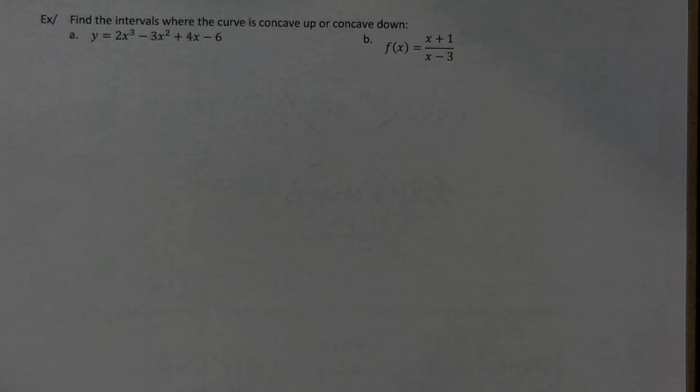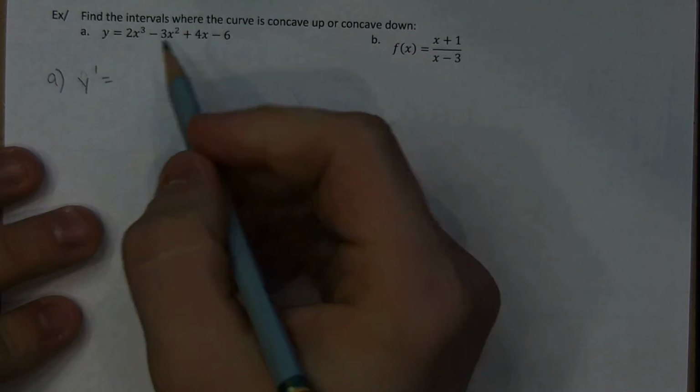Got 2 right here, and it just says figure out where the curve is concave up and concave down. That means you're going to find the second derivative. And it actually doesn't matter what's going on with the first derivative, you just need the first derivative to find the second derivative. So for part A, y prime, because they didn't define it as f of x, is equal to, and it's just power rule straight across the board, 6x squared minus 6x plus 4.